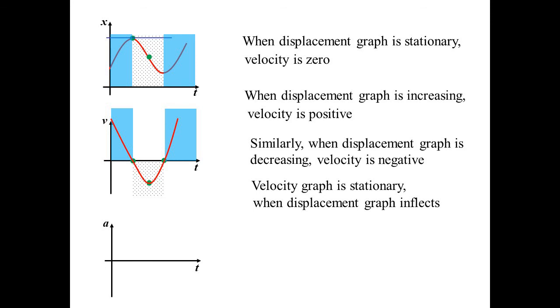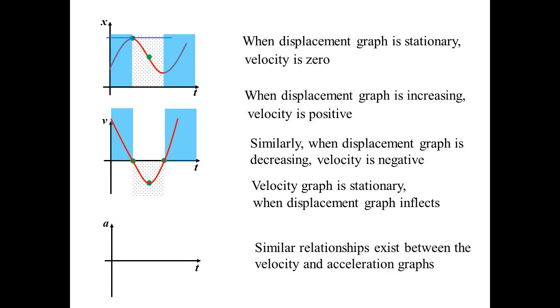Now I could do the same with the velocity and acceleration graphs to create the acceleration. So that stationary point would become a t-intercept on the acceleration. It's decreasing on the left-hand side, so it's negative in acceleration. And on the right-hand side, it's increasing. I'd end up with a straight line.